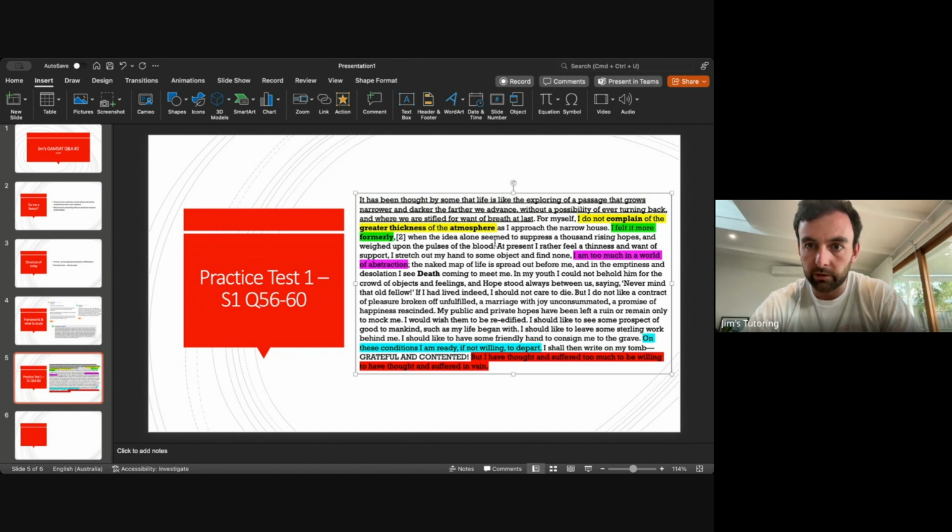So when I'm looking through, I'm just skimming. And I do this all the time. This is like my 3 words rule with those keyword searches. And I'm looking through and I find this here. Maybe not the whole thing. Probably there is where I'd draw the line. So in my youth, I could not behold him for the crowd of objects and feelings, and hope stood always between us, saying, never mind that, old fellow.